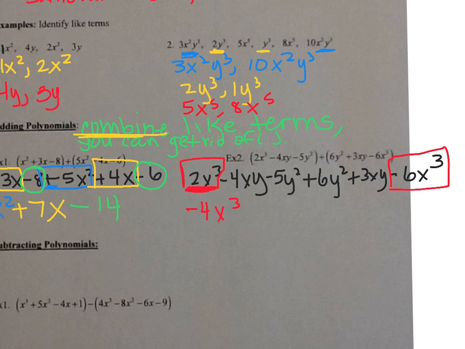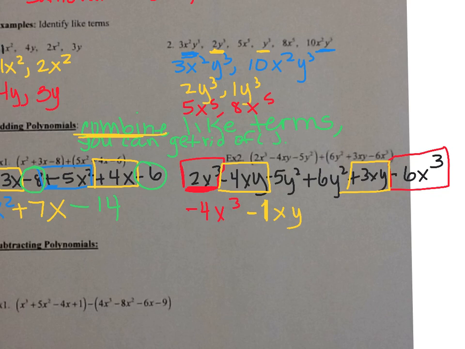It's positive 3xy. So let me box this off. Negative 4xy and positive 3xy. Those are like terms. So we have negative 4 plus 3. That's negative 1. So it would be negative 1xy. That's a 1 here, not a 7. If you just want to write negative xy, that's the same thing. That's up to you if you want. Okay? All right, and let's see what else we have here.